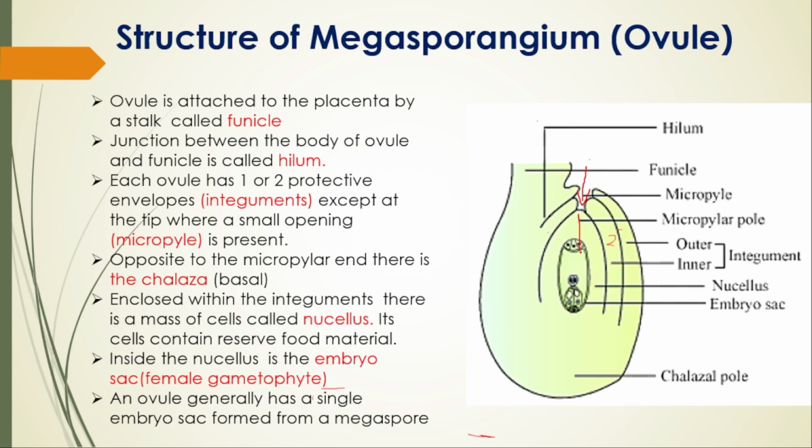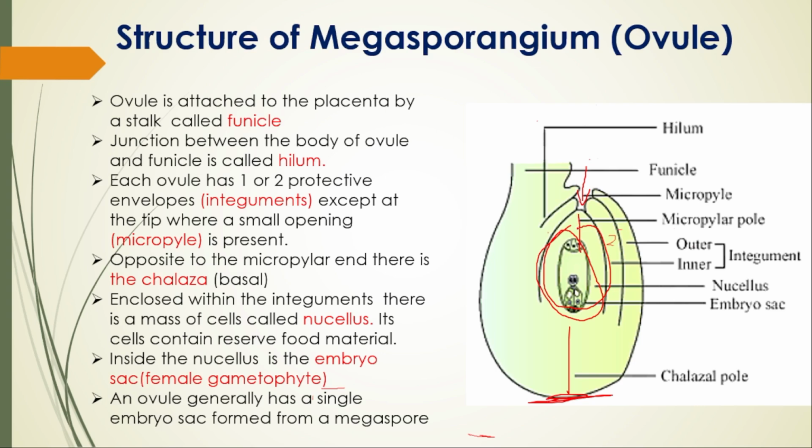Just opposite to this, what happens? There will be a basal portion which is said to be what? Chalazal end. This is the chalazal. Okay, next, these are the two integuments, right? There is a mass of cells which is called what? Nucellus. This entire thing is called the nucellus.